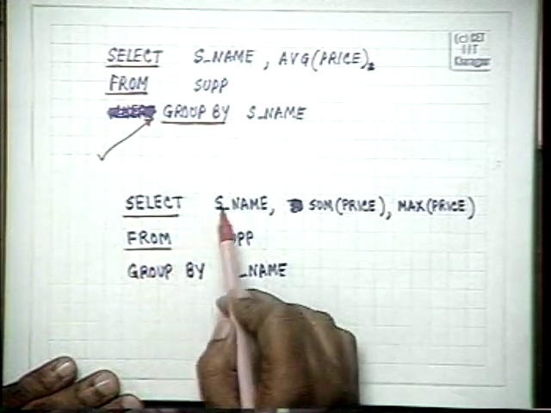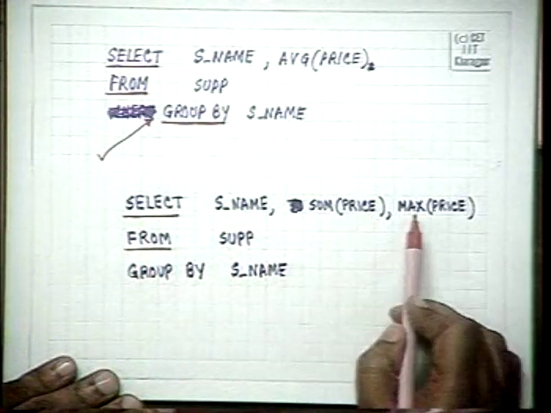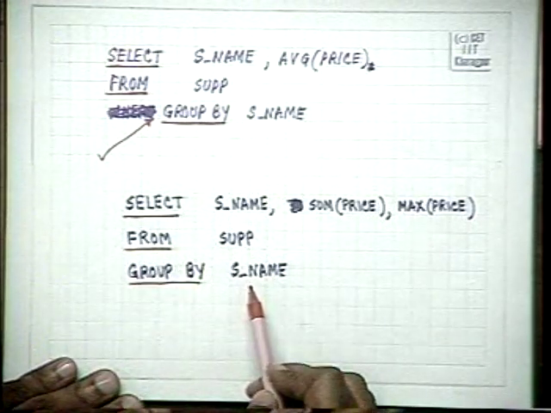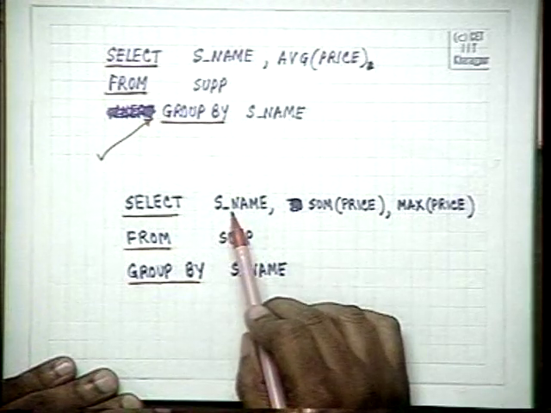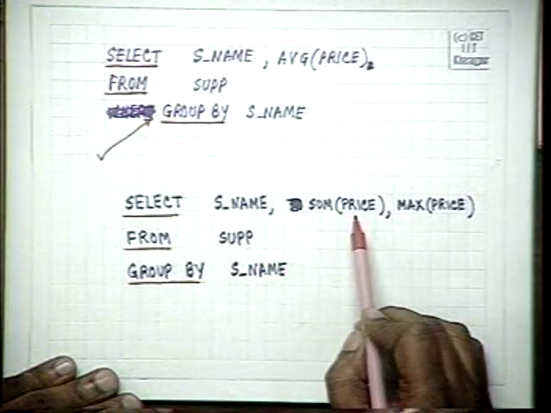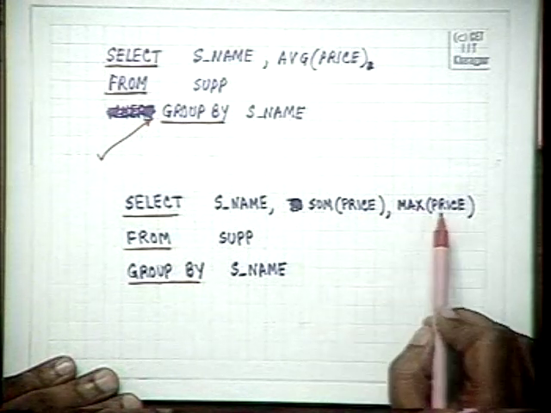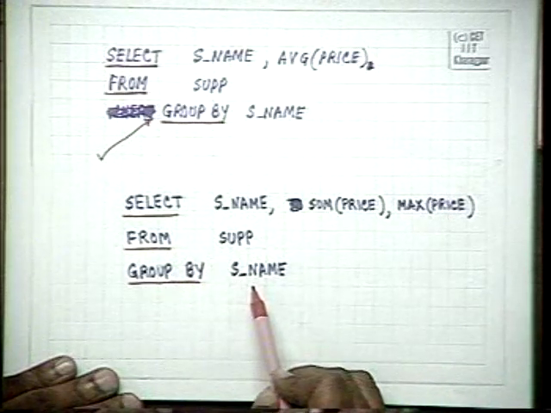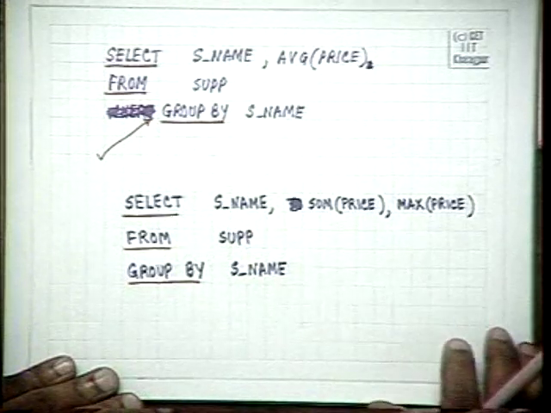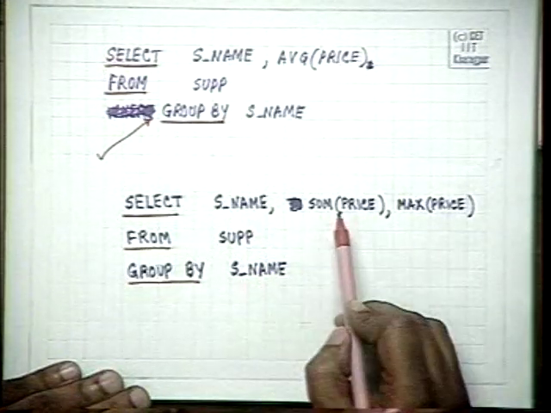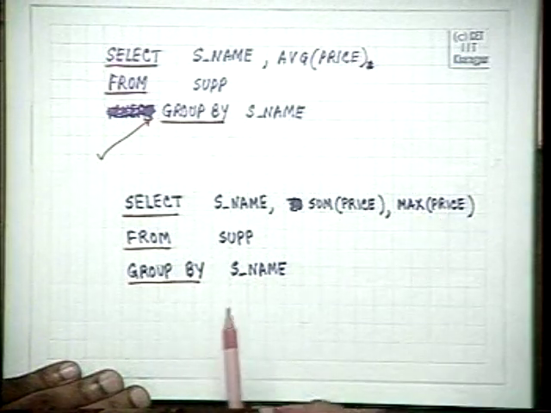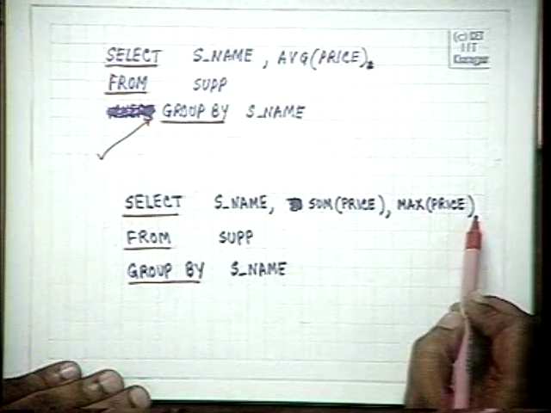Select S name, sum price, max price from sub group by supplier name. So it will return you the name of the supplier, the sum of all the prices, the maximum of all the prices from sub group by supplier name. This is what it will do. It will group them by supplier name, total out all the prices. Now you could have taken the average price out as well.